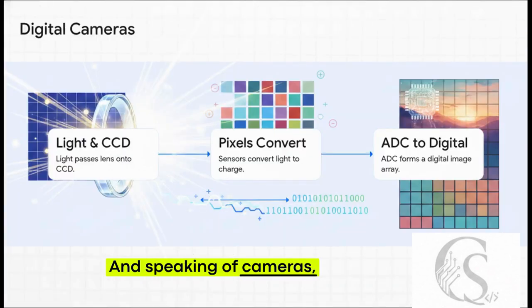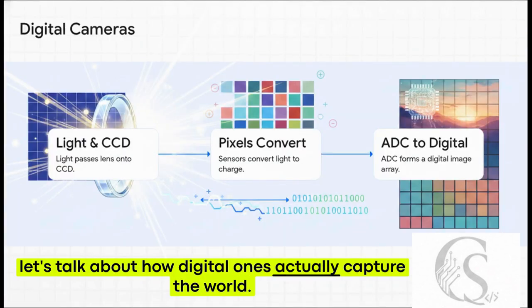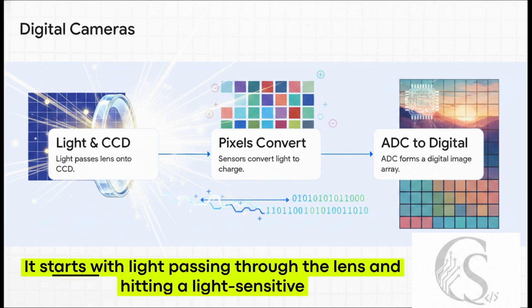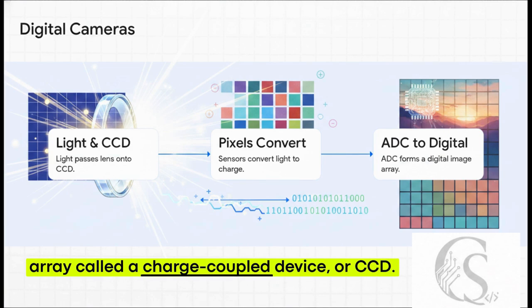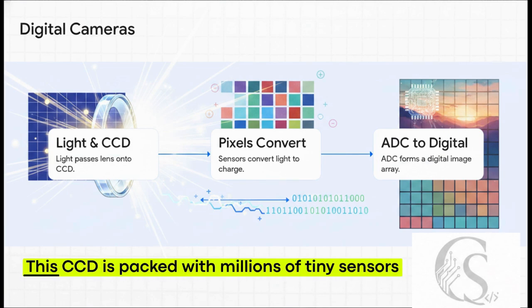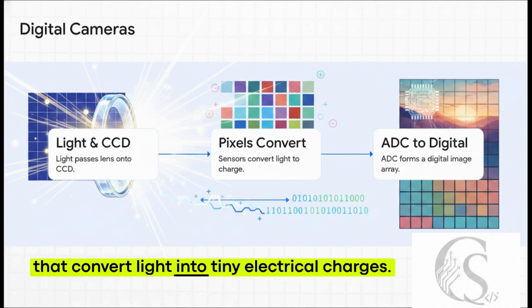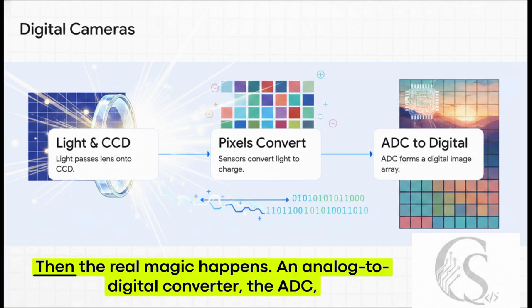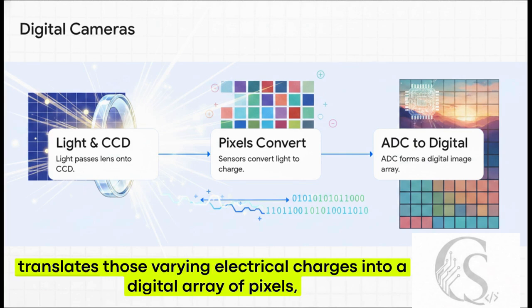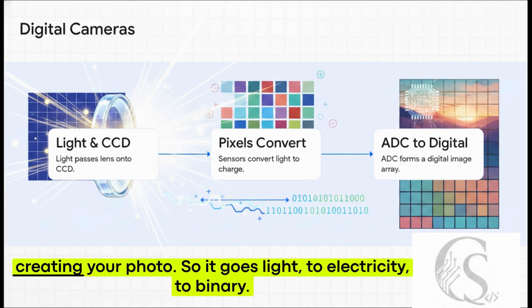And speaking of cameras, let's talk about how digital ones actually capture the world. It starts with light passing through the lens and hitting a light-sensitive array called a charge-coupled device, or CCD. This CCD is packed with millions of tiny sensors that convert light into tiny electrical charges. Then the real magic happens. An Analog-to-Digital Converter, the ADC, translates those varying electrical charges into a digital array of pixels, creating your photo. So it goes light to electricity to binary.